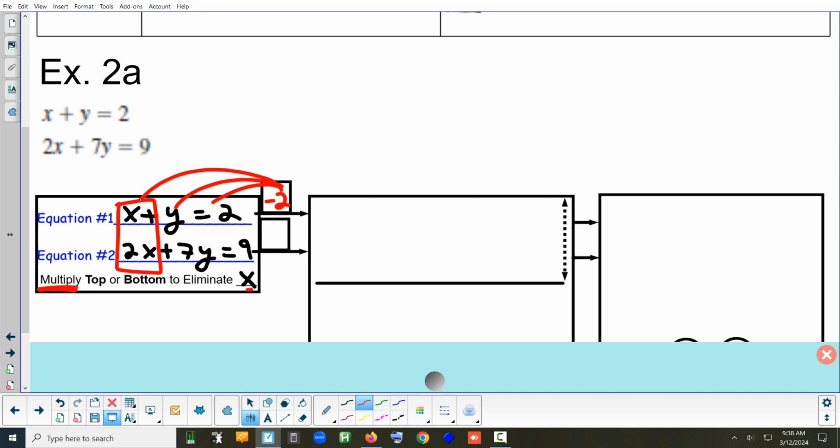What are we doing to the bottom one? Are we multiplying it by anything? No. So we're just going to put an x in that box. We don't need it. And we're going to copy equation 2 over. Now we're going to multiply the top one by -2. What's -2 times x?